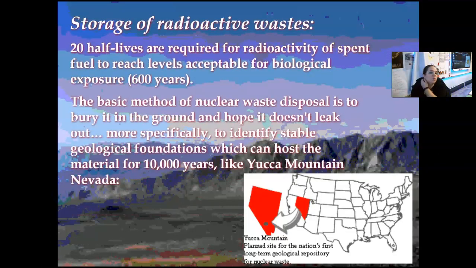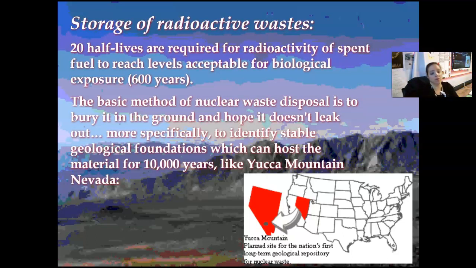All right, so we have to store all this radioactive waste that we've talked about. Because it has such a long half-life, how long? 20 half-lives are required for the radioactivity to be spent so that it's acceptable for us to be around it. That's about 600 years. People haven't been around for 600 years, really. So all the stuff we're producing won't be safe until way after we're dead.